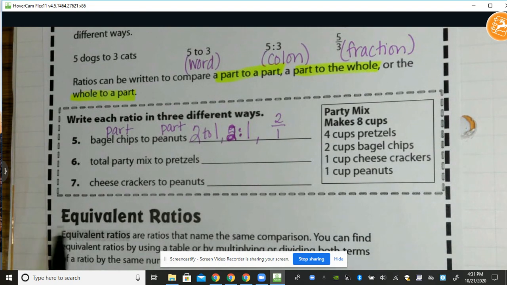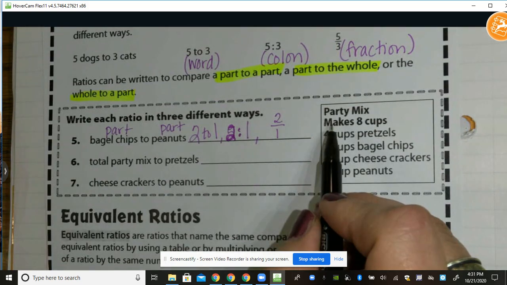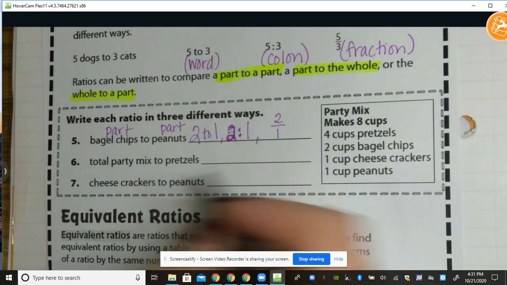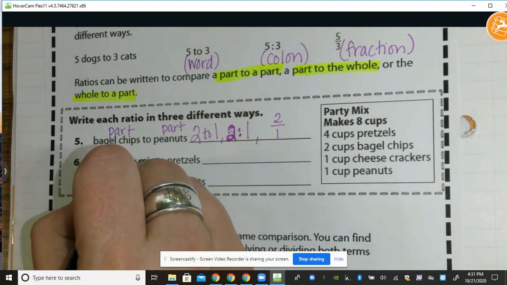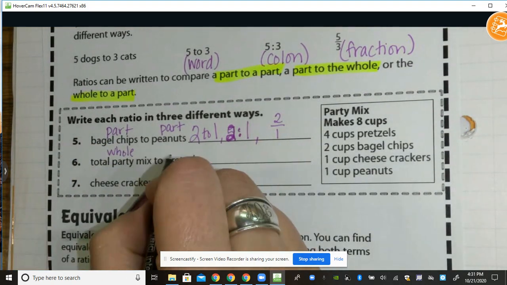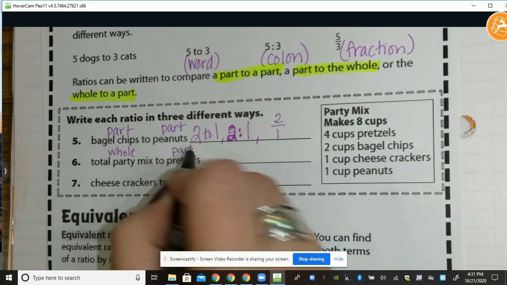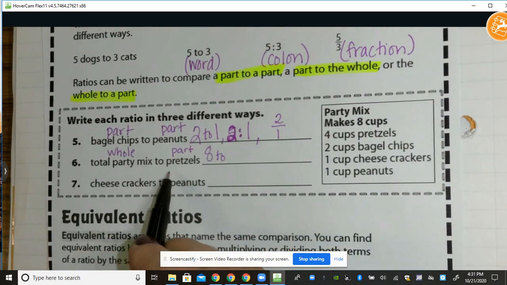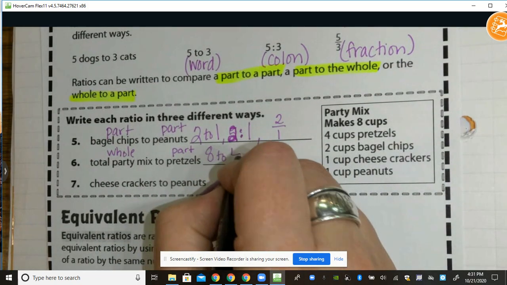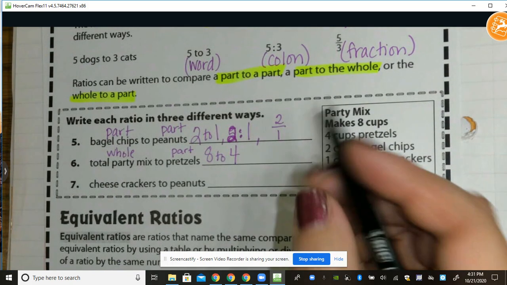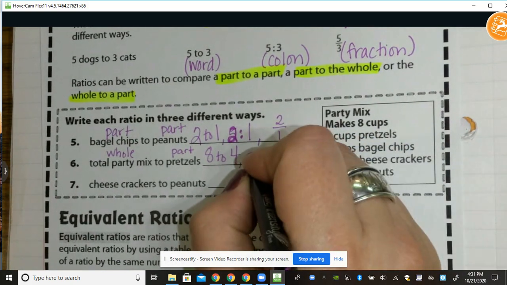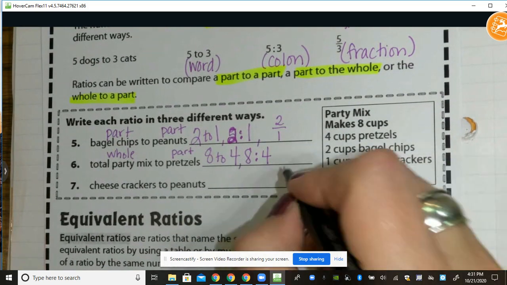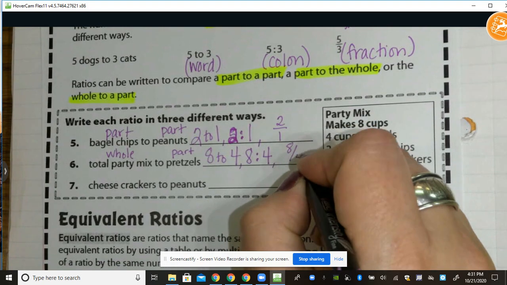So going to the next one, you have your total party mix. Well, I could add this all up. I get 8, or I can look and see, oh, it makes 8 cups. So total, this is your whole amount to the pretzels, which is your part. So the whole amount was 8 to my part of the pretzels was 4. So it's an 8 to 4 ratio. Okay, I can write this 8 to 4 with my colon, or 8 over 4 as a fraction.